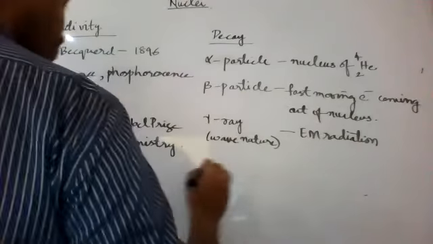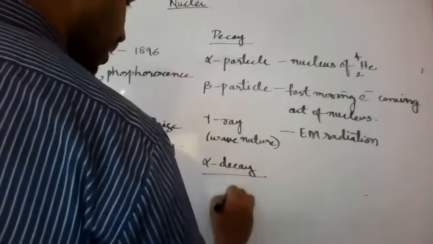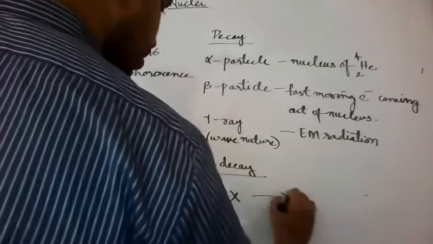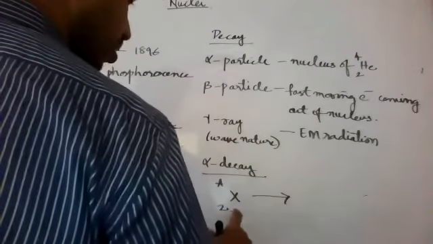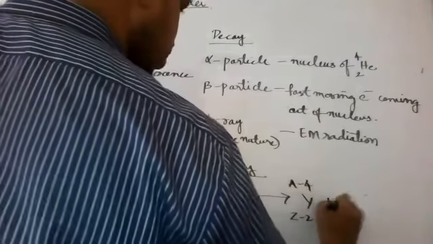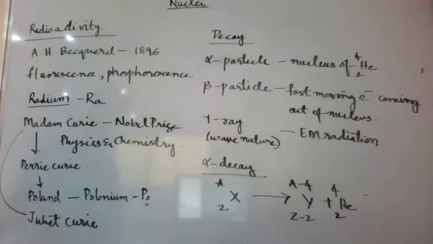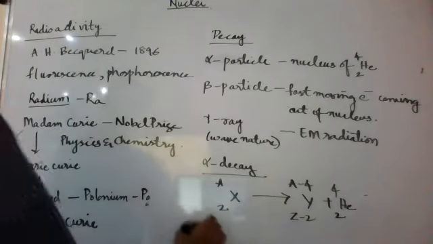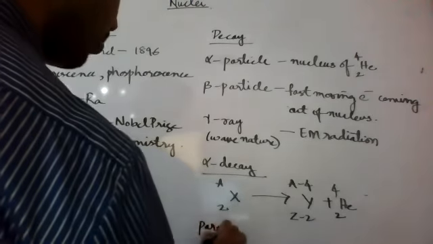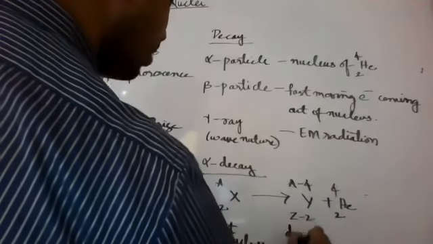What happens if it is alpha decay? In alpha decay, X Z A will give what? This is the parent element or mother nucleus, and this is Y with Z minus 2 and A minus 4, plus He 2 4. It means when a radioactive nucleus emits an alpha particle, the atomic number reduces by 2 and the atomic mass reduces by 4. That is why it will become Y. This is the parent nucleus, and this is the daughter nucleus.